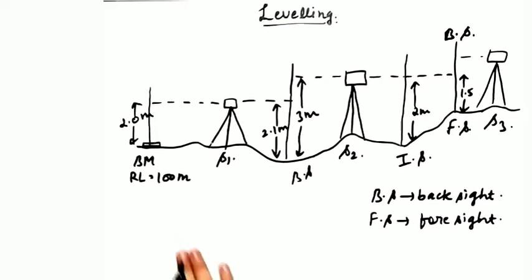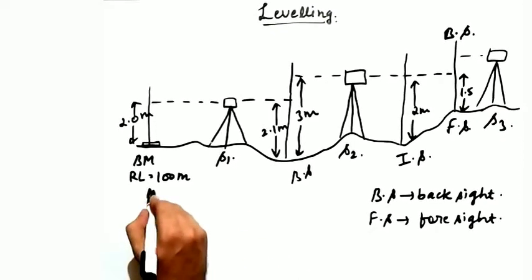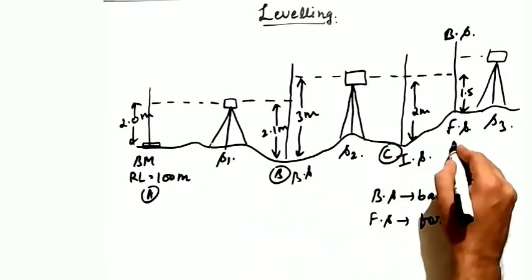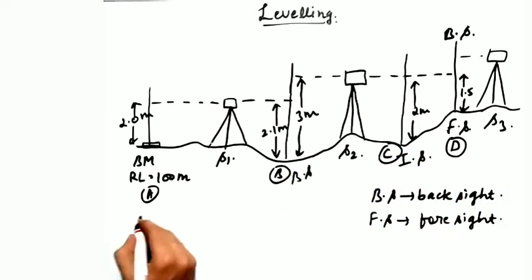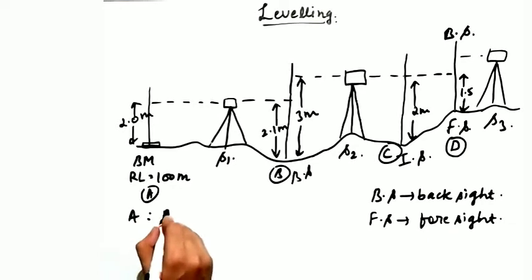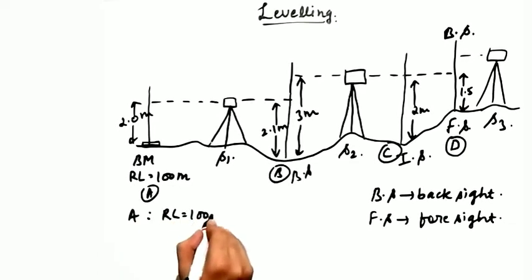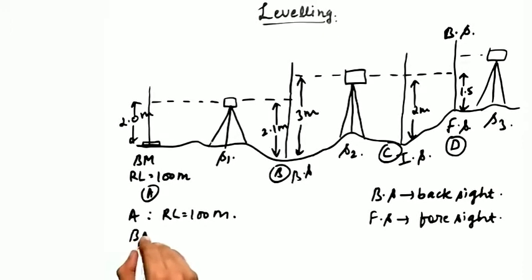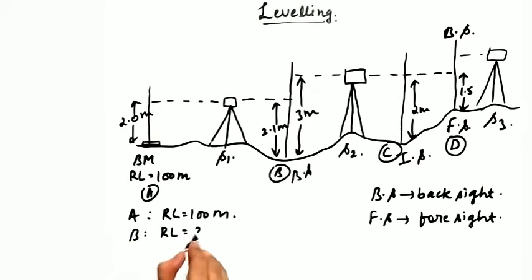Now see, suppose this is point A, this is point B, this is point C, and suppose this is point D. I know that the elevation of point A is 100 meters. Now I want to calculate the elevation, that means the RL of point B. What is the RL of point B? How will I calculate the RL of point B?